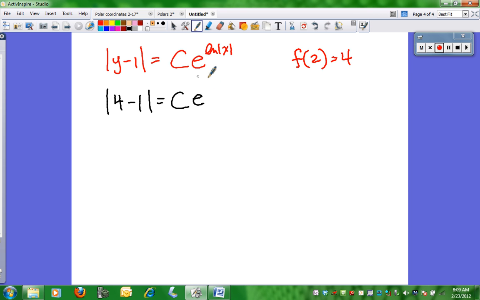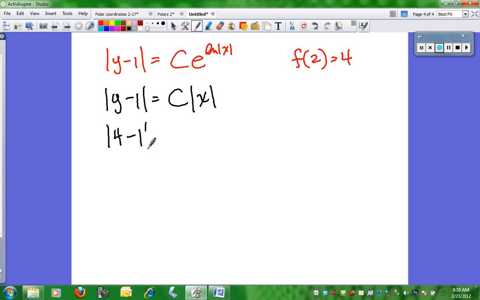Oops, I forgot to do something here first. I'm sorry. We could rewrite this. I apologize, let me backtrack real quick. We can rewrite this using that same inverse property, and some of you probably thought, hey, why didn't we just do this? Well, we can. We can write it as the absolute value of y minus 1 equals c times the absolute value of x. We can do that. Now we're going to plug in our 2 and our 4 in here.